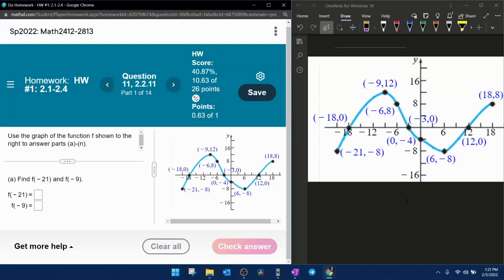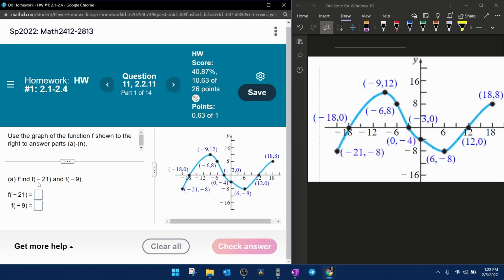All right, here we go. Question number 11 from our Precalculus homework number 1 in MyLab Math. It says use the graph of the function shown to answer parts A through N. OMG, we got a lot of parts to get through.